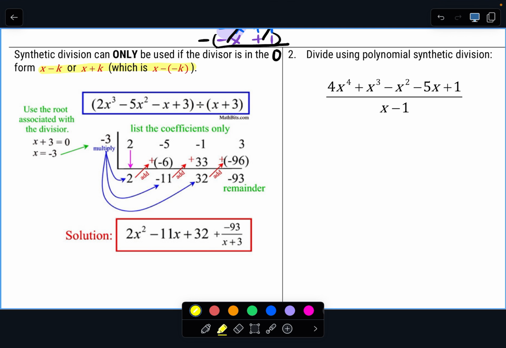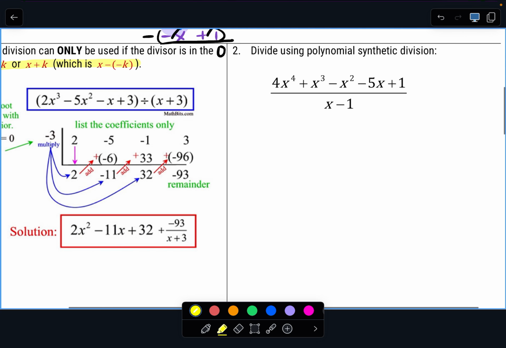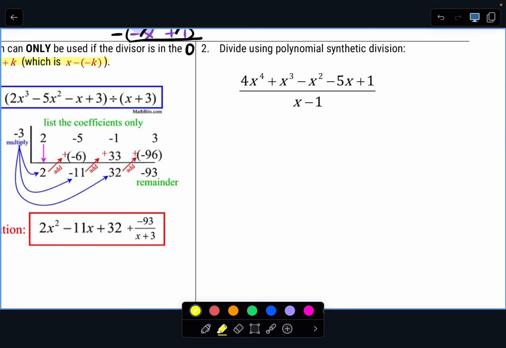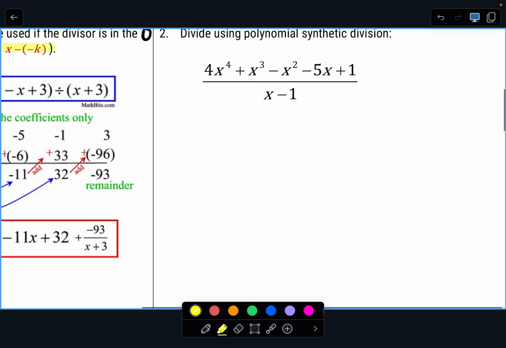If you look at number 2, it's the same exact problem as number 1. We're just going to do it with synthetic division. There are instructions on the left-hand side. I do think they get a little overcomplicated. I'm going to walk you through this step by step. The first thing that we typically do is draw a really big L, almost.